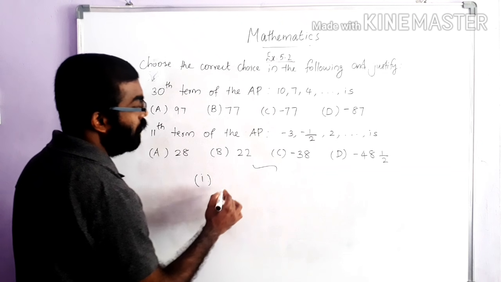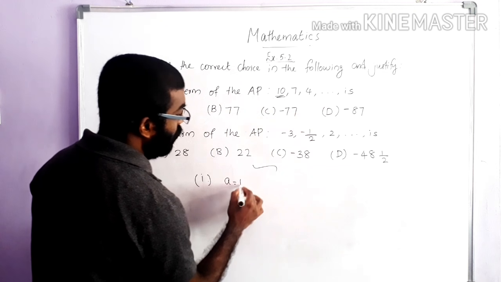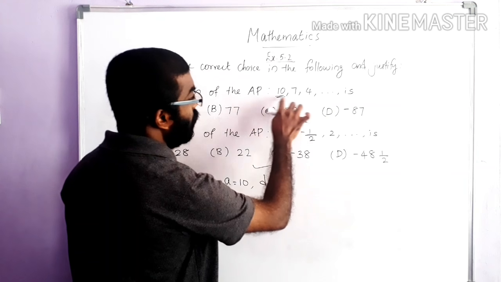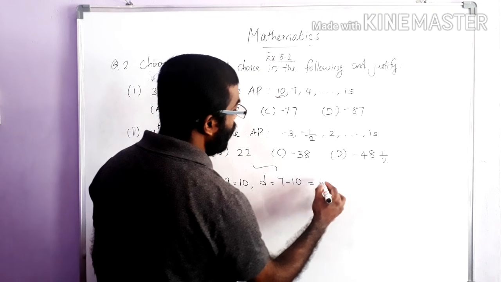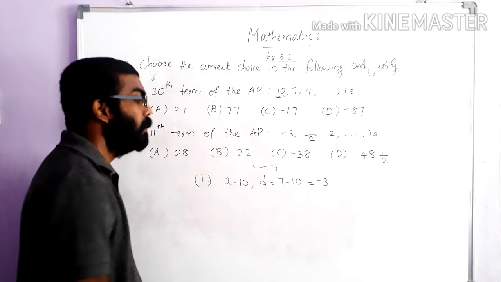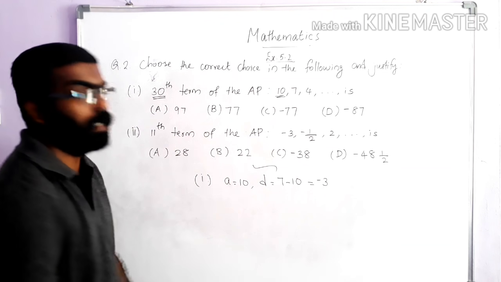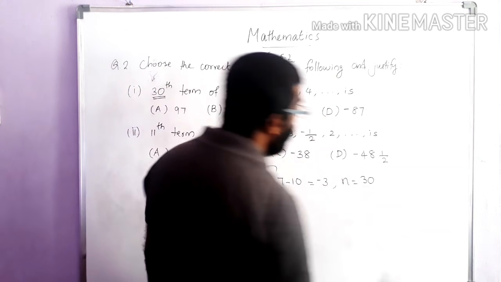So for the first one, from the AP we can write the first term A as 10, and common difference D is equal to 7 minus 10. Second term A2 minus A1, 7 minus 10, and it is minus 3. Okay. Now we have to find the 30th term. So n can be written as 30. N is equal to 30.